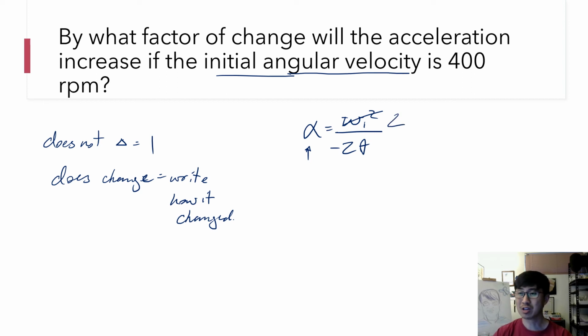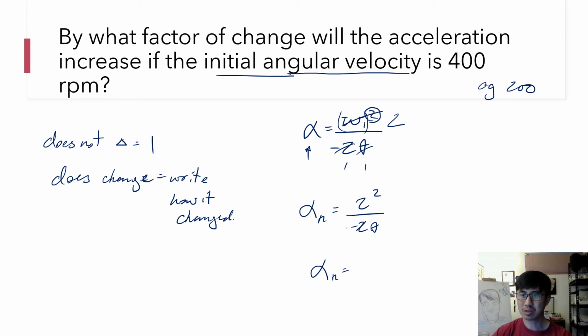It's 2 times bigger. The original was 200. And then now this is a 1 and this is a 1. The 2, that number doesn't change. The theta doesn't change in this question. So now my new alpha is equal to 2 squared divided by negative 2 theta, right? Don't forget that there was a little square here. So that means the new acceleration is 4 times bigger, right? The new acceleration is going to be 4 times bigger.